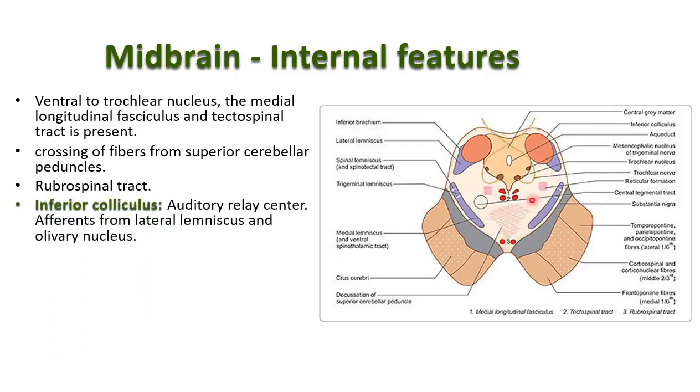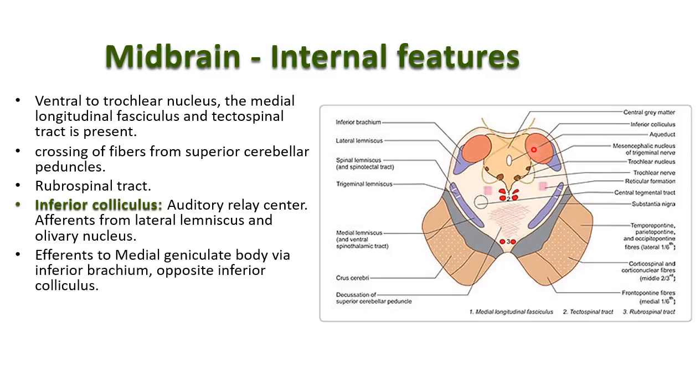So the inferior colliculus is actually a relay center, an auditory relay center. It receives fibers from your lateral lemniscus and also from your olivary nucleus. Efferents from this will go to the medial geniculate body, which we have seen in the pulvinar of thalamus, and from there it will go to the auditory cortex, the acoustic area of the cerebral cortex.